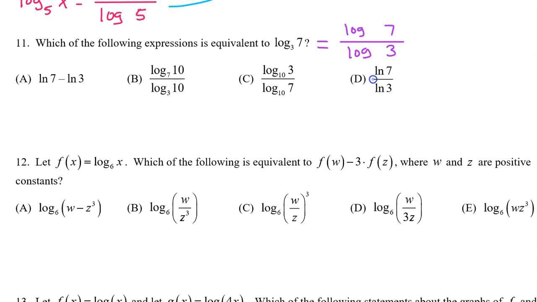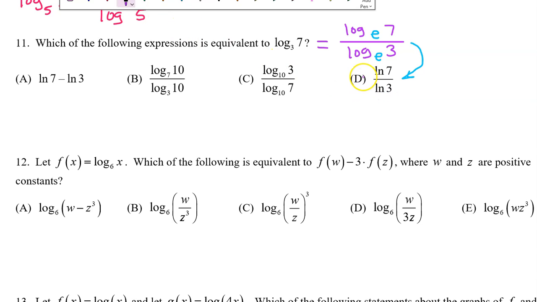What would the base have to be to make it be natural log? Well, natural log is base e. So if I choose base e for both of these, then that makes it natural log 7 over natural log 3. That's why the answer is D.